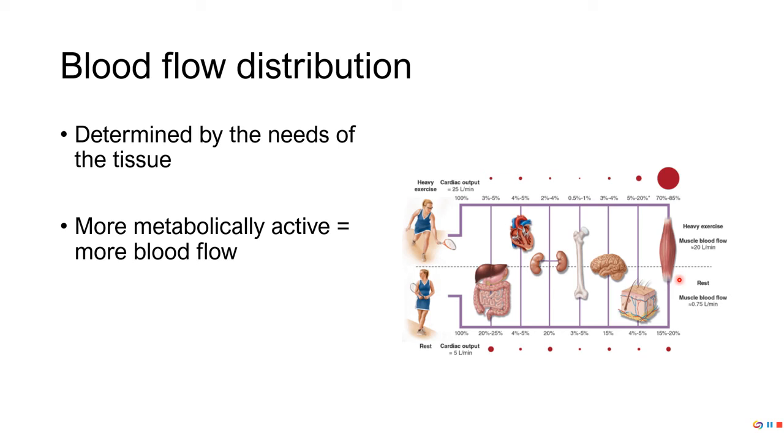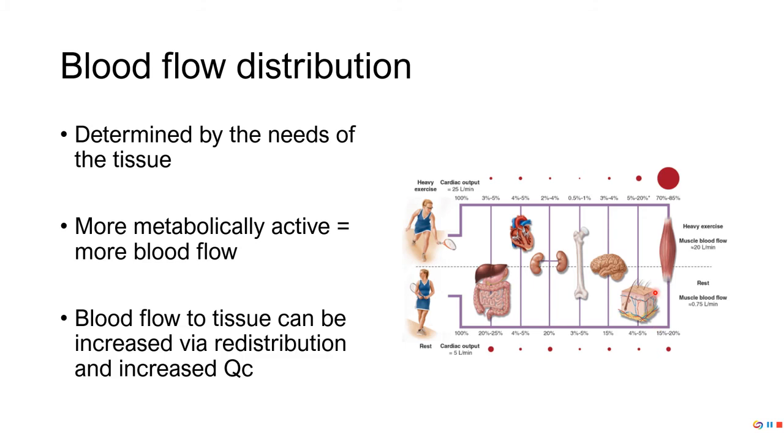Now, the skin, on the other hand, isn't more active, but we send blood to our skin to lose heat because we're going to heat up when we're doing heavy exercise. And so we redistribute blood flow using vasoconstriction and vasodilation. That way, not only are we increasing cardiac output, but we're maximizing this increase.